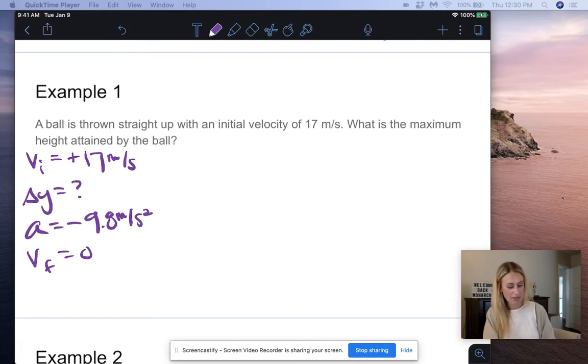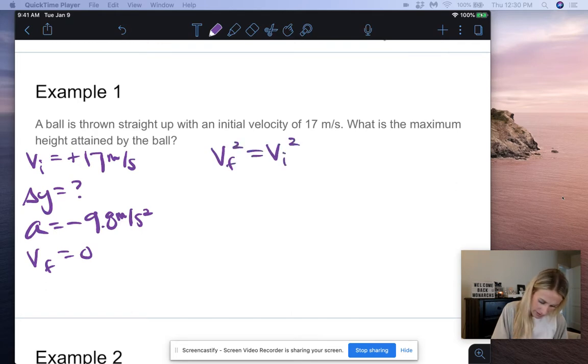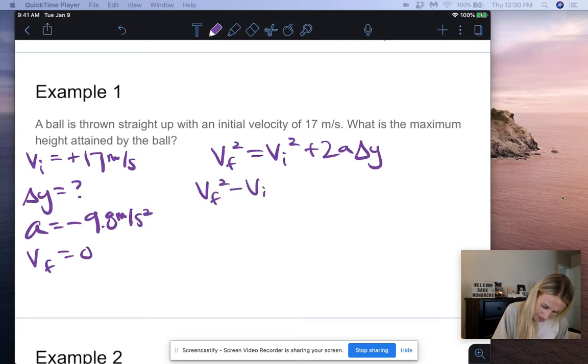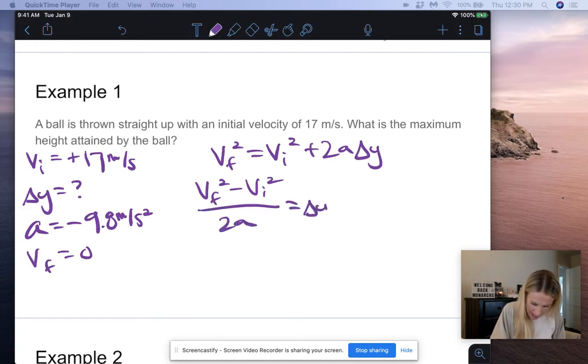The equation we need to use is one of the constant acceleration equations, because we have a constant acceleration, and it has to have initial and final velocity, our displacement, and our acceleration in it. So the equation is final velocity squared equals initial velocity squared plus 2 times a times delta x. In this case, I used delta y. It's just the displacement. I'm going to rearrange this equation to solve for delta y. I subtract initial velocity squared from both sides, so I get final velocity squared minus initial velocity squared, and then I divide by 2 times acceleration to get delta y by itself.